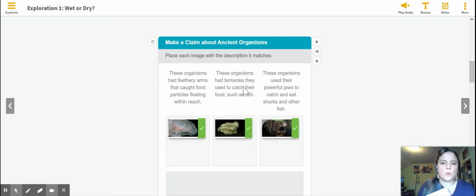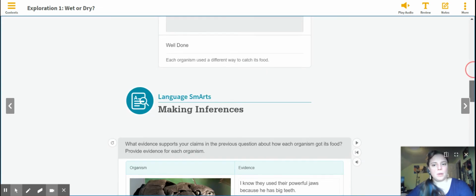The next one says these organisms had tentacles they used to catch their food, such as fish. And we know which one has tentacles. Yes. And then the last one says these organisms use their powerful jaws to catch and eat sharks and other fish. Yeah. The only one that's got a jaw out of these three is this fish here. All right, guys, so let's keep going.